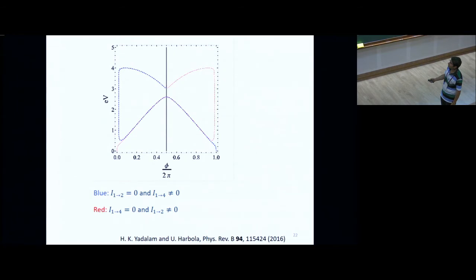On the red one, 1 to 4 is conducting, and on the blue one, 1 to 2 is conducting. So you can tune your bias and the magnetic field such that only one of the branches conducts the current, and the other one doesn't conduct.